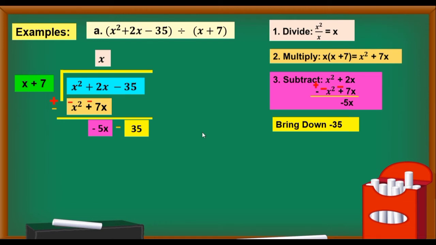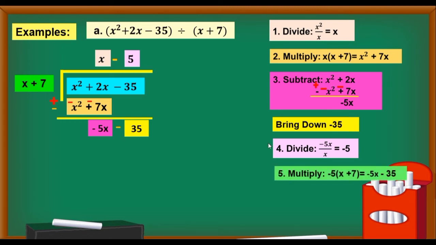So, same procedures since may naiwan pa po tayong negative 5x minus 35. So, divide ulit tayo. So, negative 5x divided by x. Ang may iwan po ay negative 5 kasi yung x ay makakancel na. So, we have minus 5. And then, multiply po tayo. Yung negative 5 na nakuha natin na sagot, imumultiply natin kay x plus 7.